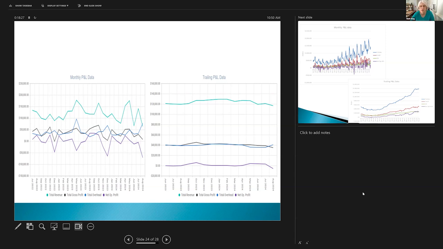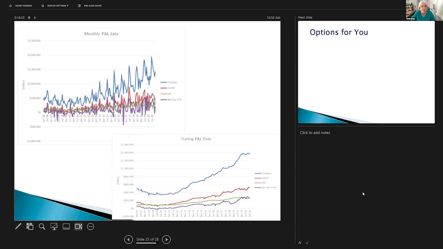And I'm going to give you another example. This is another company. The blue line on top is total sales. The red line is gross profit. The green line is overhead. And the purple line is net operating profit. All right. You can't tell anything about the company from the graph on the left. But when we put it into the trailing data, you can tell that the company is doing really, really, really well. And how do you know the company's doing really, really, really well?